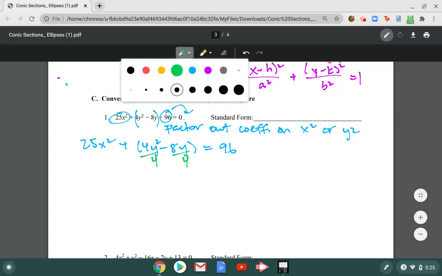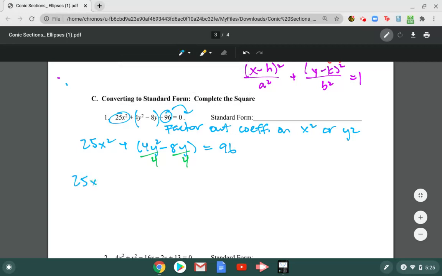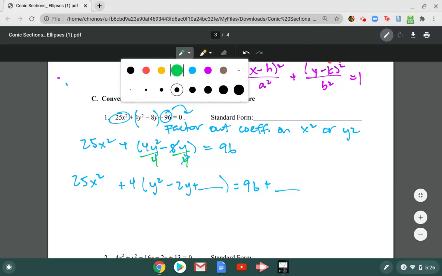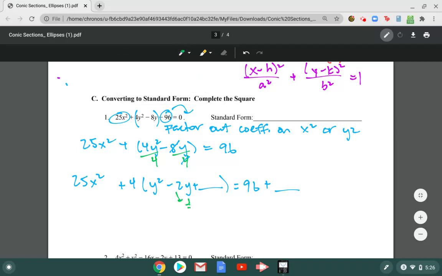So as I factor out the lead coefficient, this 25x squared stays put. The 4 factors out in front, and I get y squared, 8 over 4, I get minus 2y. I'm ready to complete the square there, equals 96. If I'm adding to the left side, I better add something to the right side to keep it balanced. Here comes the complete the square step. Half of -2 is -1, squared is 1. But I didn't just change this side of the equation by 1. I changed it by 1 times 4. So I write both of those there on the line.